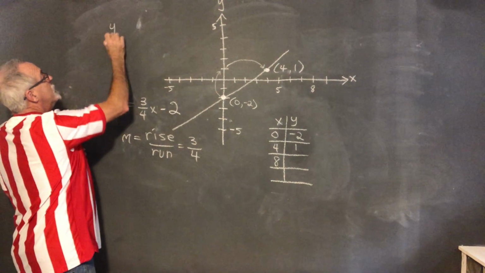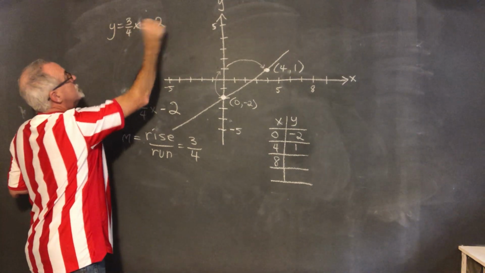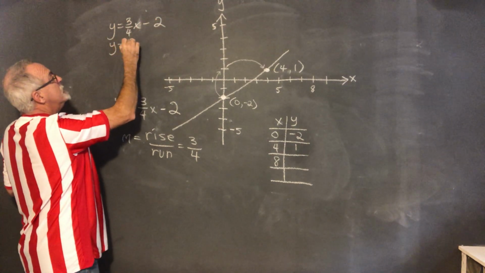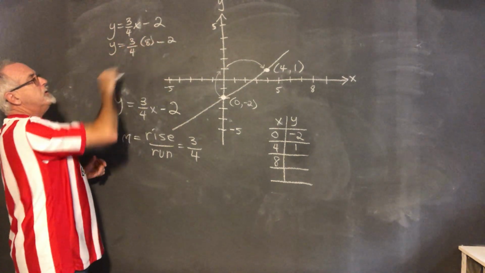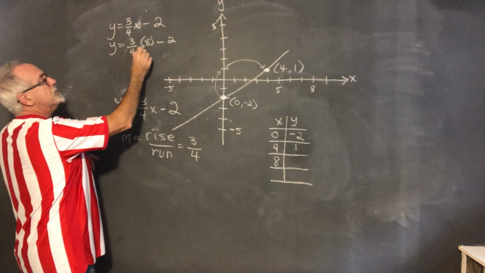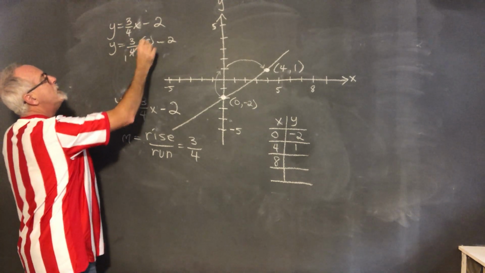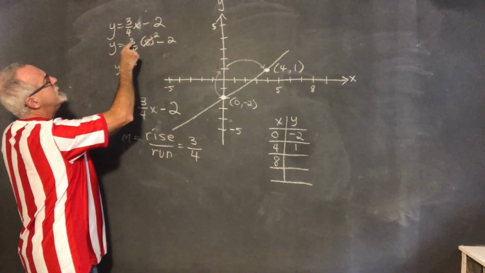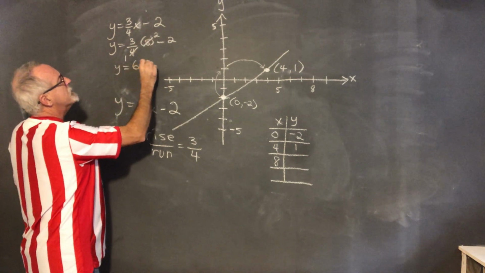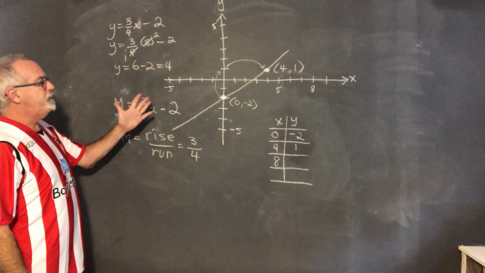So let's try it. y equals 3/4 x minus 2, but my x is 8, so y equals 3/4 times 8 minus 2. When I multiply 3/4 by 8, I can do some canceling. If I cancel a 4, this turns into a 1, that turns into a 2, and I have y equals 3 times 2, which is 6, minus 2, and that is 4. I have a y-coordinate of 4.